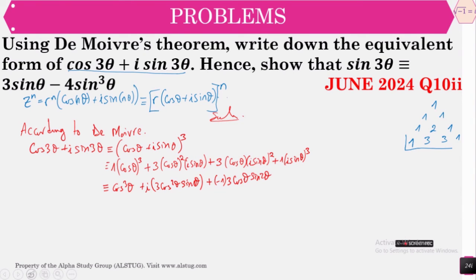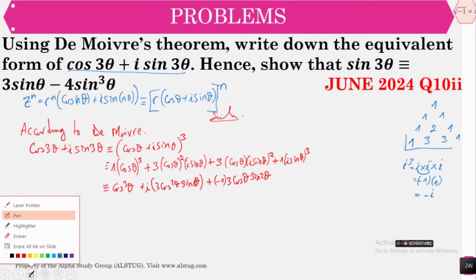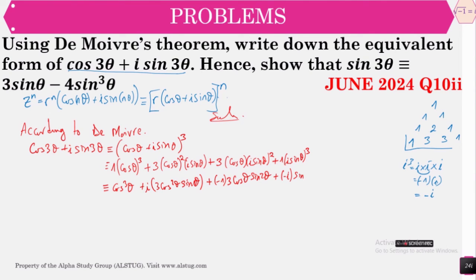Now if I cube i, i cubed is i times i times i. Now i times i gives me i squared, which is -1, and then we have i this way, so i cubed ends up as -i. I believe that was quite simple. So if i cubed ends up as -i, it means here we are going to have plus -i sine cubed theta.